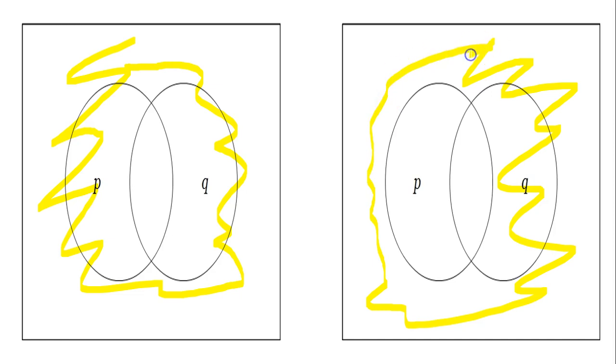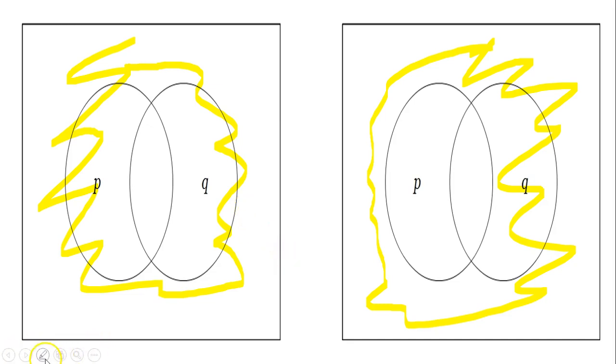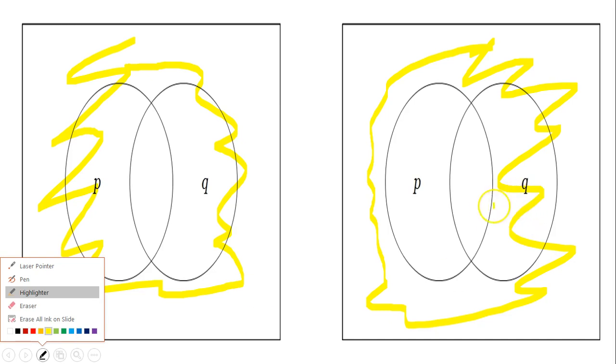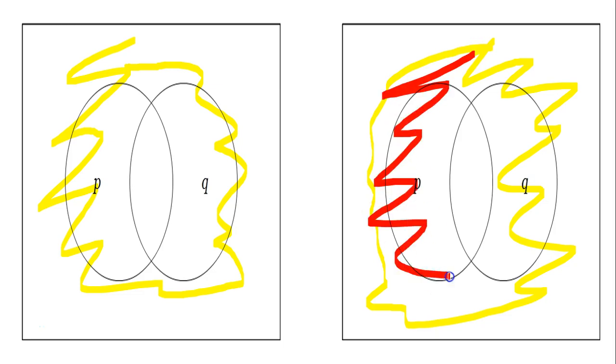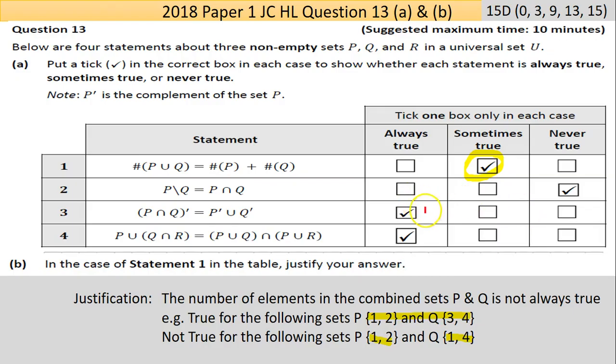Now, combined with everything outside of Q. Now I'm going to use a different color here, red or whatever. Everything outside of Q, which is all of this. Okay, it is. So that middle bit, that's always true. So yes, always true.